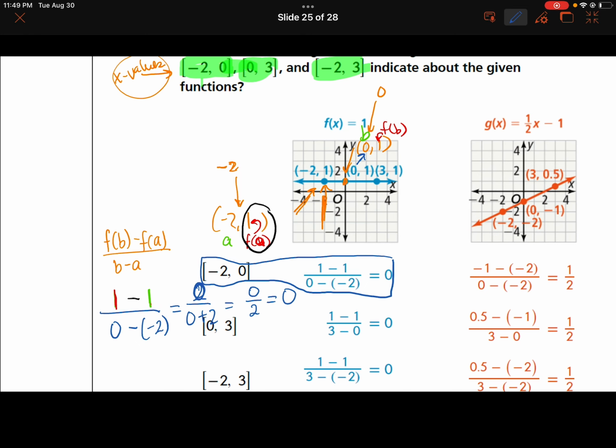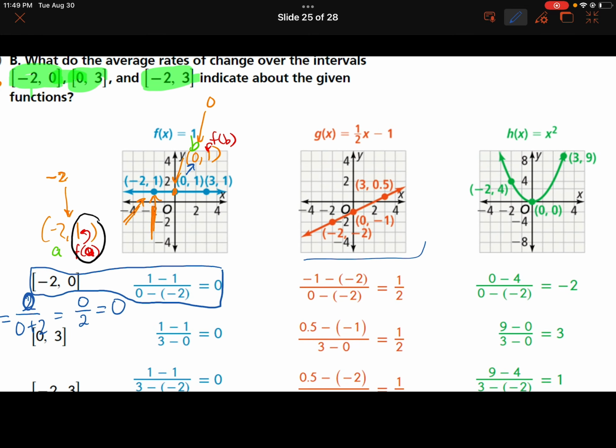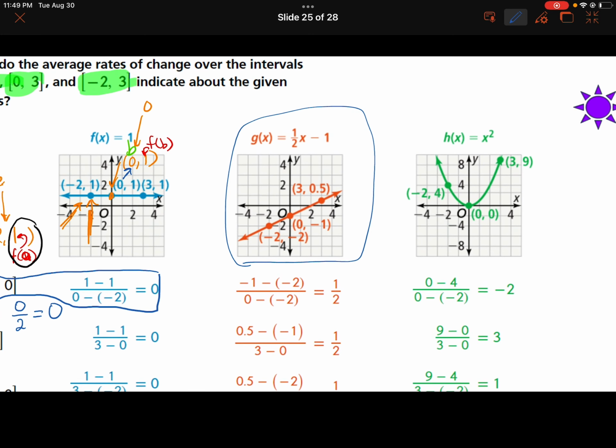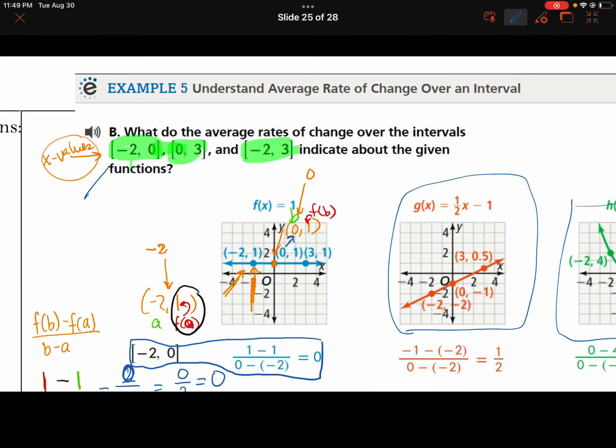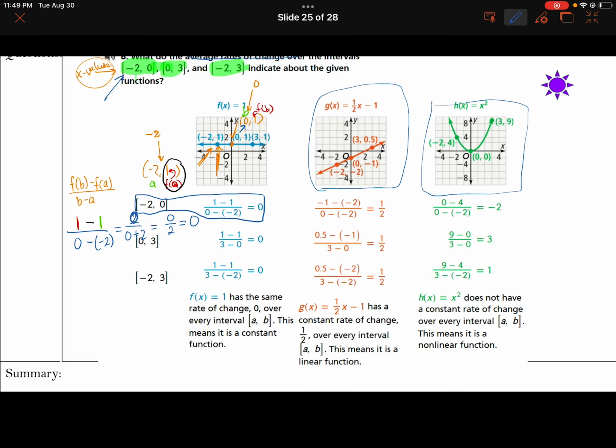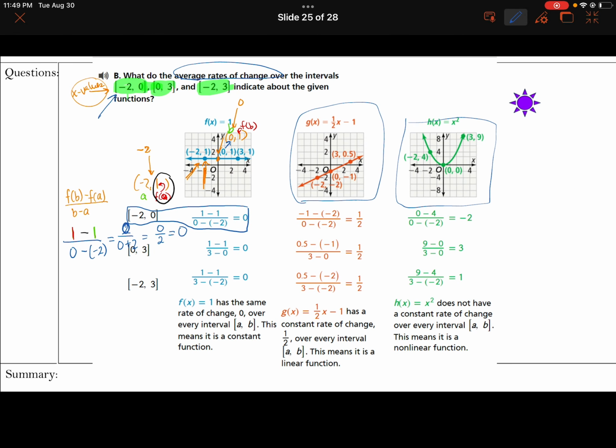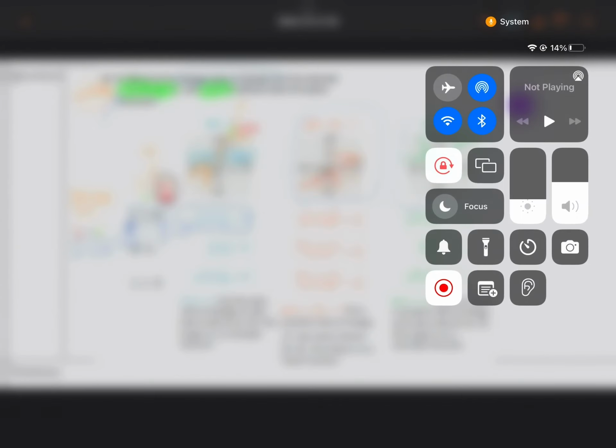Okay, so that's all you're doing for all of these, for this one and also this one. It tells you your interval, so for average rate of change, you're looking at your x values, here are your intervals. So just look through this in your textbook, and that's what they mean. Okay, if you have any questions, let me know.